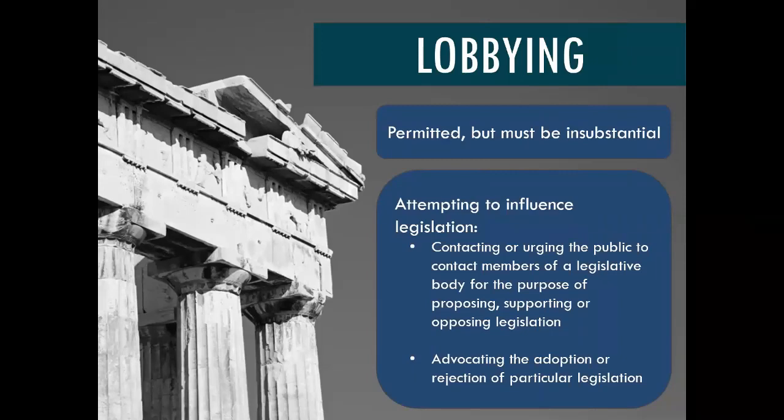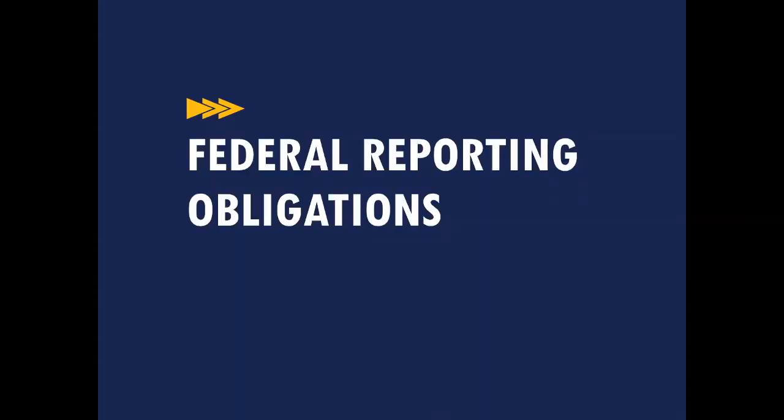And it's recommended that organizations track and routinely review all of their lobbying activities and expenditures to assess those potential restrictions and also their tax risk and exposure on an annual basis. So our next tax risk area that we'll talk a little bit about is federal reporting obligations.